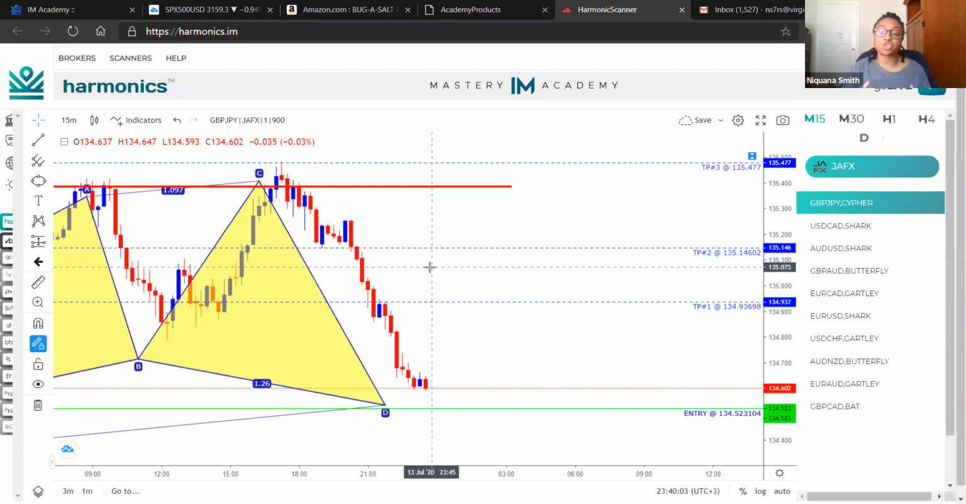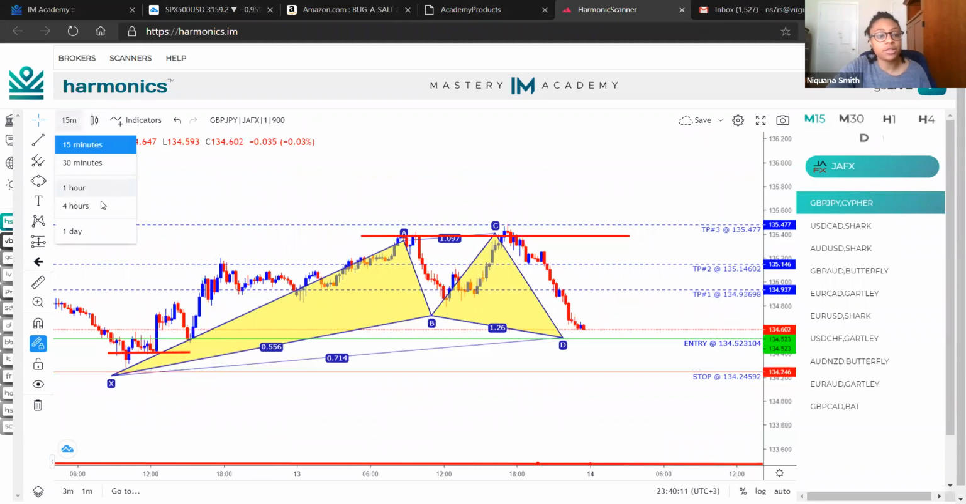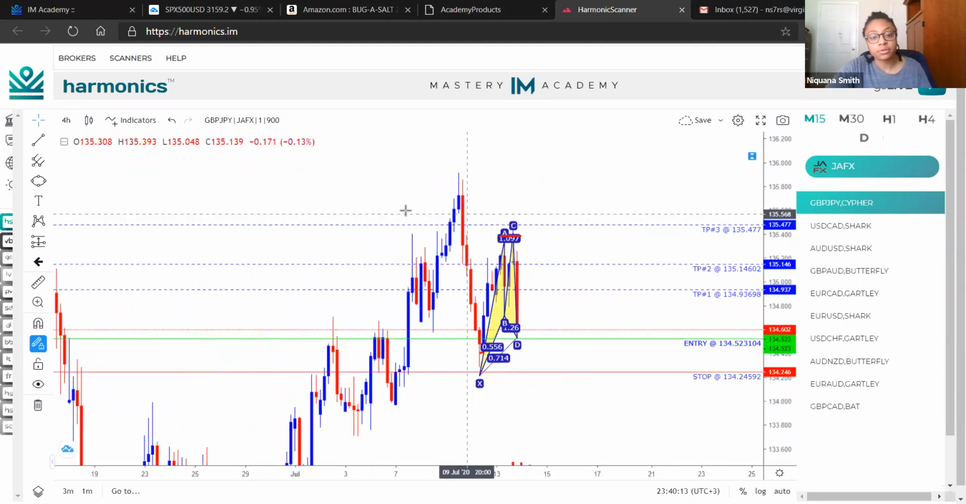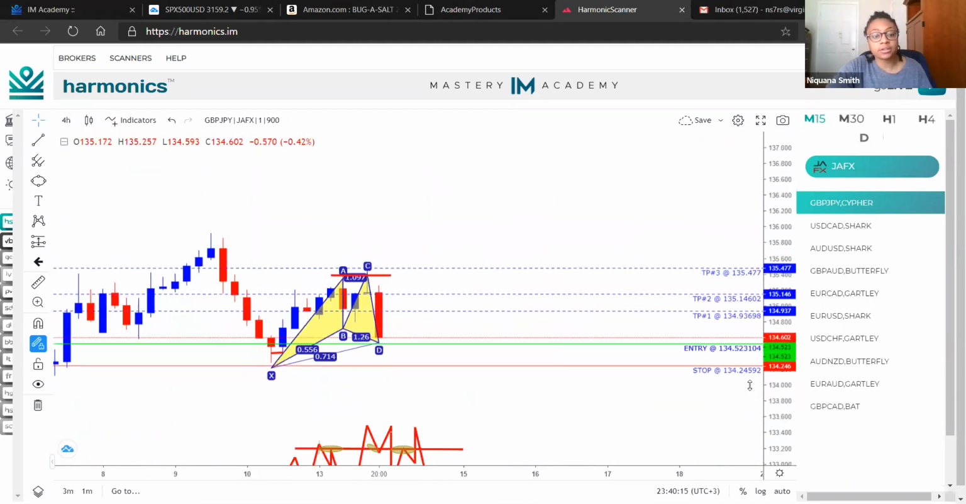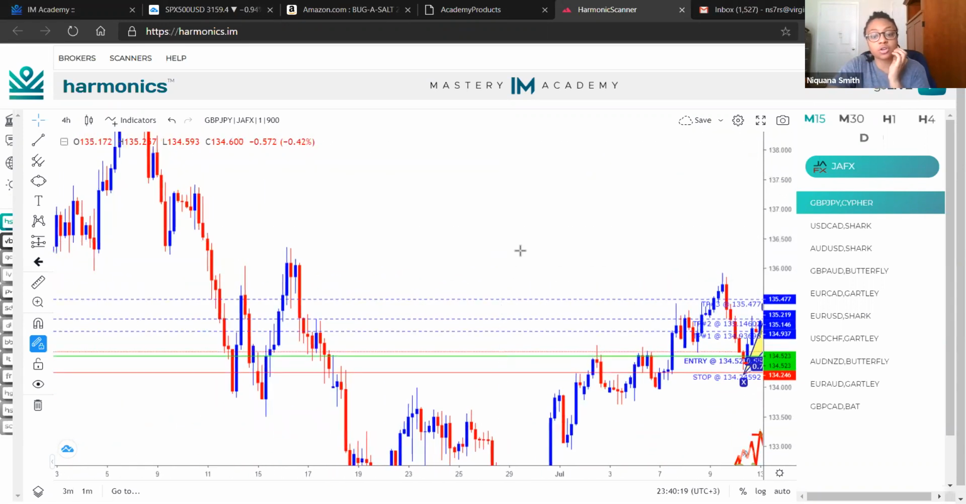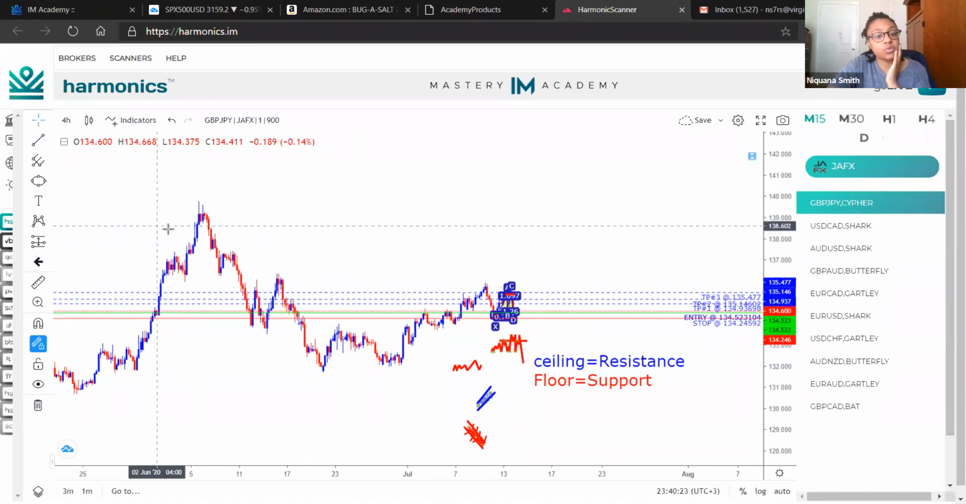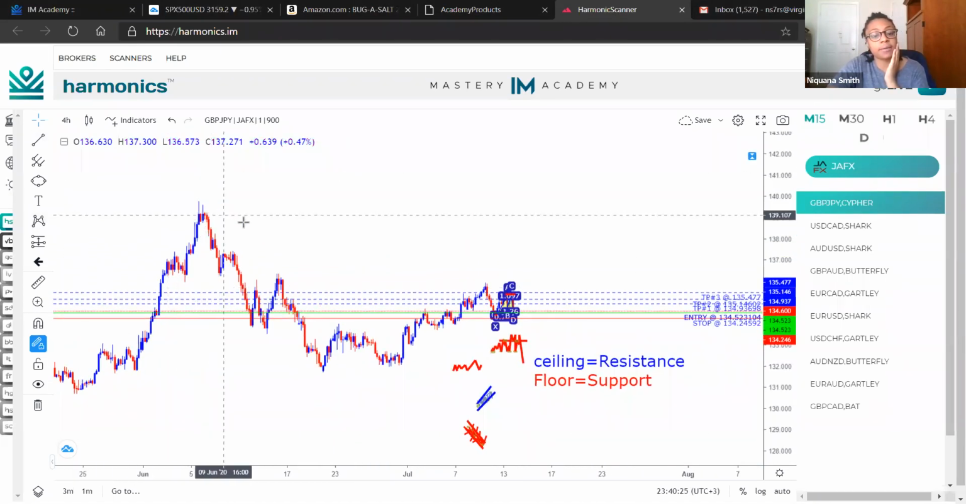So you can look at the trend. The trend is your friend. If we go on a higher time frame and look at the trend, let's say the 4 hour, we're looking at the overall trend on the 4 hour. So let's look here. We see that the trend, once again, is a bearish trend.